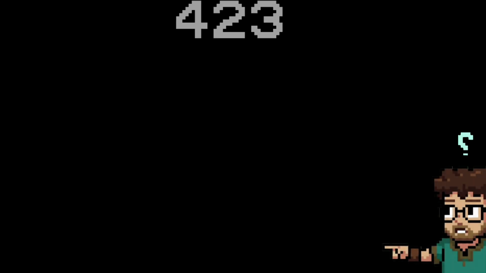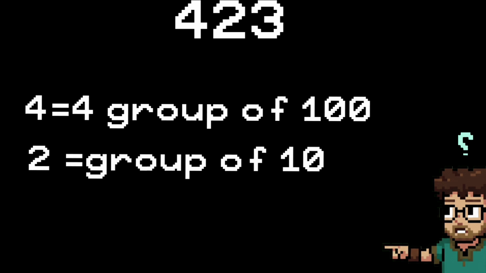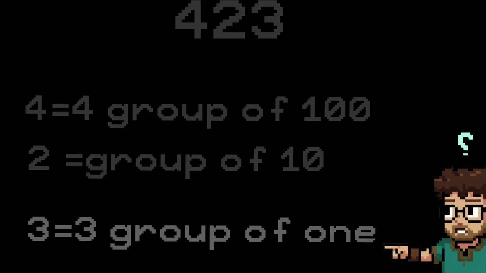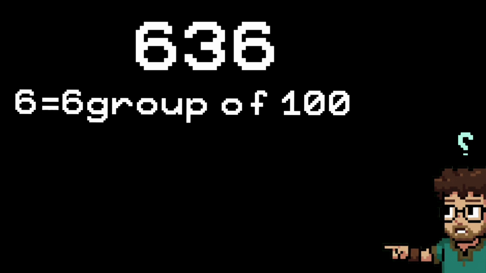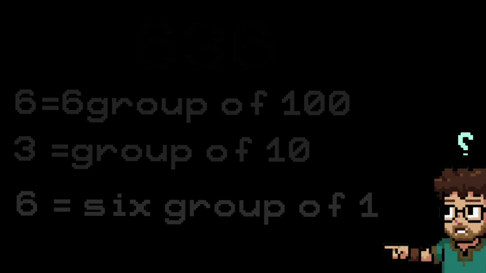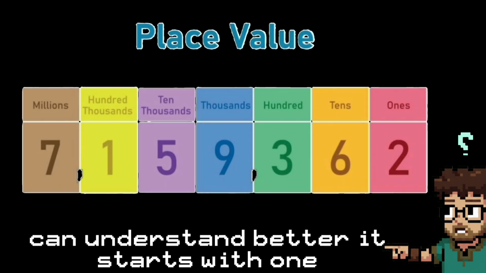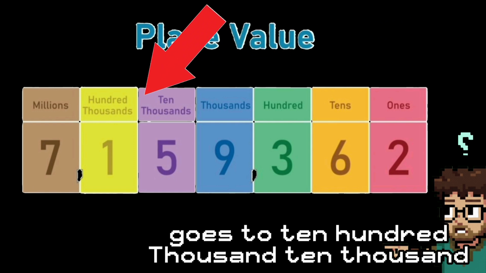Let's do more calculations so we understand better. 423. Here it means there are 4 groups of 100, 2 groups of 10 and 3 groups of 1s. 636. Here it means there are 6 groups of 100, 3 groups of 10s and 6 groups of 1s. This is the chart of placeholders so you can understand better. It starts with 1, goes to 10, 100, 1000, 10,000 and so on.